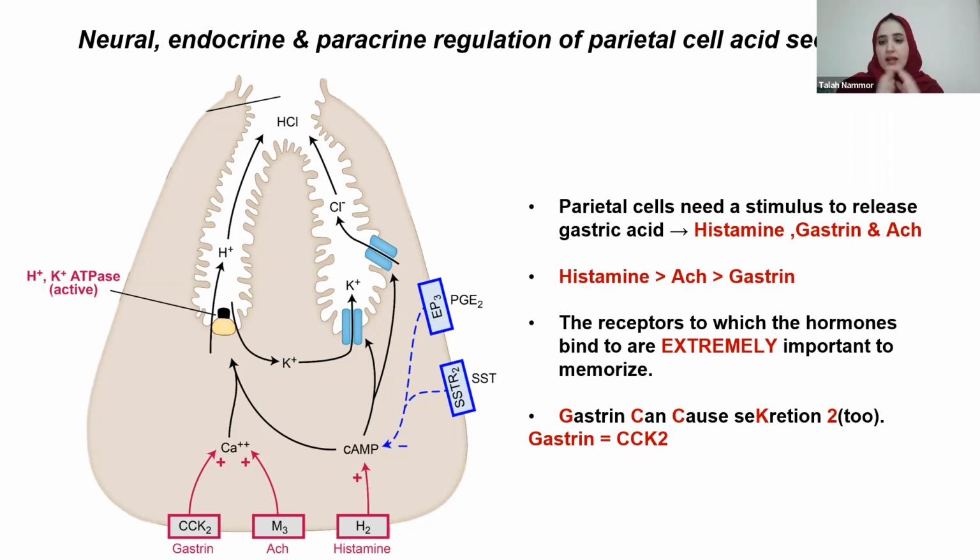I'll repeat the histamine one more time, and then I'll move on to the gastrin and ACH. Okay, so histamine will bind to H2. This binding will cause an increase in cyclic AMP. Just think of cyclic AMP as the know-it-all, and it can work on all of them.